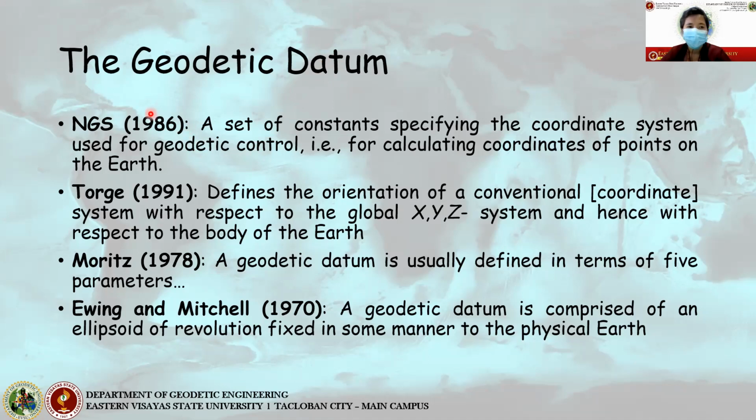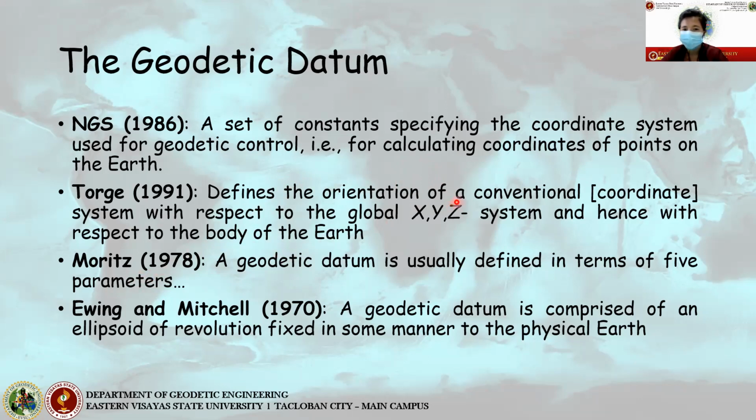This is defined by the NGS in 1986. So when you say a geodetic datum, this is defined as a set of constants specifying the coordinate system used for geodetic control, for calculating coordinates of points on Earth. In the book of Torge, it also defines the orientation of a conventional coordinate system with respect to the global X, Y, and Z system. So the geodetic datum has the X, Y, and Z coordinates with respect to the body of the Earth.